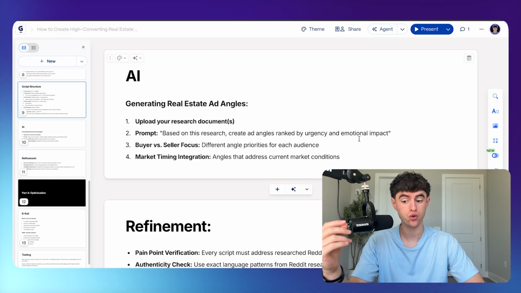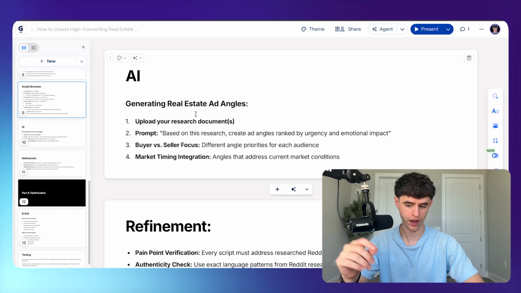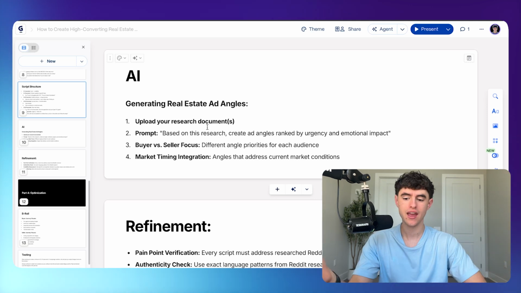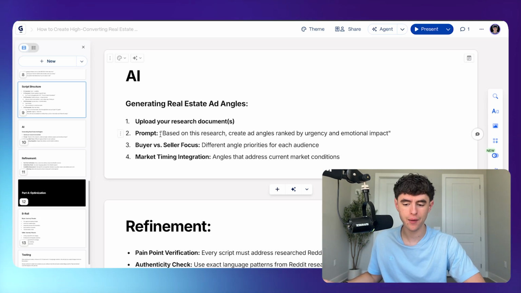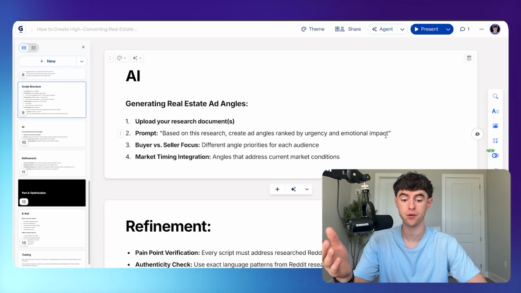Now, another important thing you can do is utilize AI in order to generate real estate ad angles, okay? What you can do is upload your research documents that you've created, and you can enter in a prompt in AI, for example, based on this research, create ad angles ranked by urgency and emotional impact.